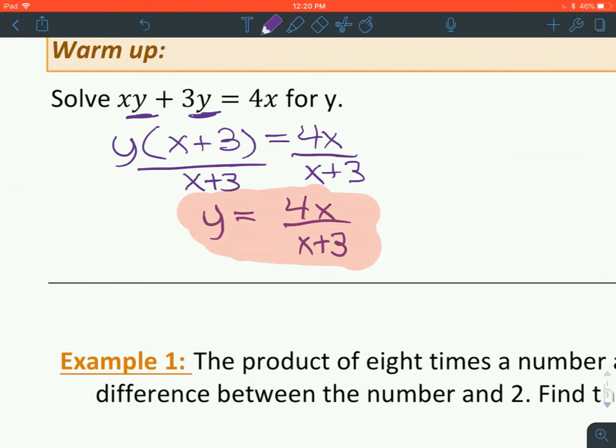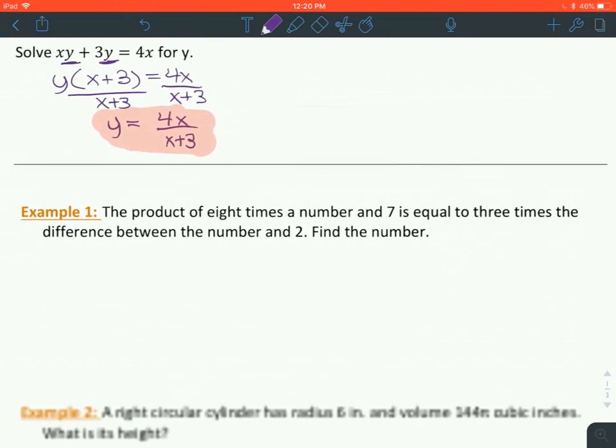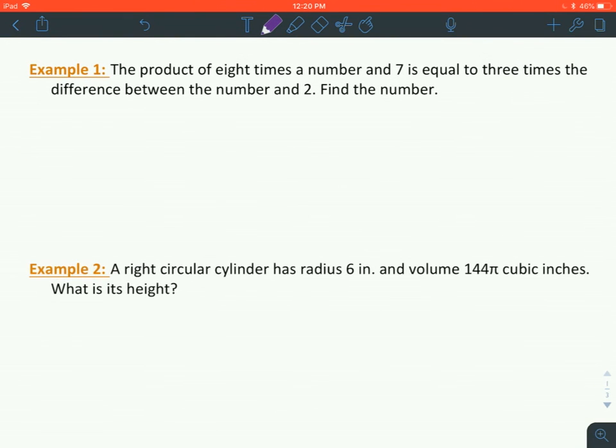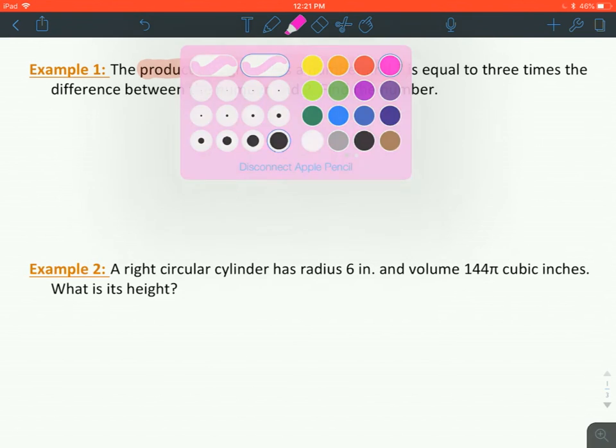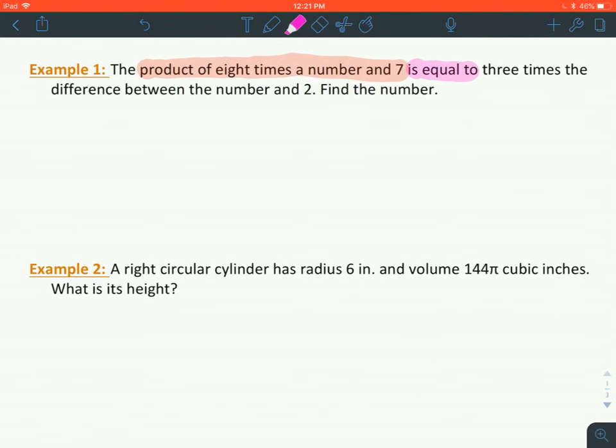Okay, new stuff wise, going to do some of your favorite word problems today. So we're going to need to write some of our own equations and define some variables. First thing we've got is the product of 8 times a number and 7 is equal to 3 times the difference between the number and 2. So let's break this down. The product of 8 times a number and 7, and then that is equal to 3 times the difference between the number and 2.